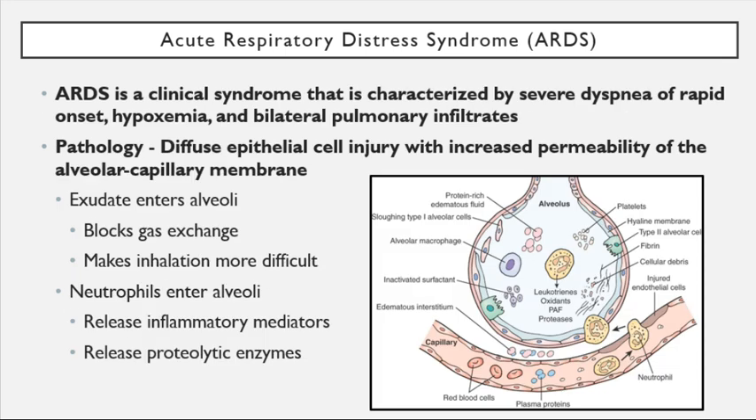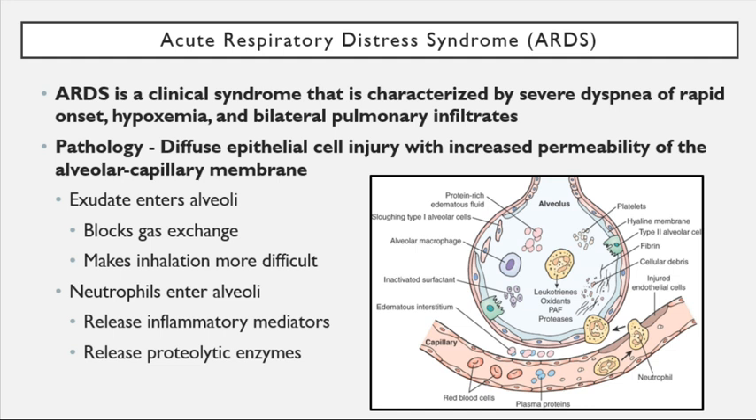All right, I'll jump the gun on this one. The clinical syndrome characterized by severe dyspnea of rapid onset, hypoxemia, and bilateral pulmonary infiltrates. Pathology: diffuse epithelial cell injury. Yeah, so this epithelial cell injury is what we're referring to, the cells that are destroyed by the immune system. Increased permeability of the alveolar capillary membrane. Increased permeability is just referring to the fact that these cells are dead and releasing all of their contents. There's a lot of presence of neutrophils. The entire immune reaction is there.